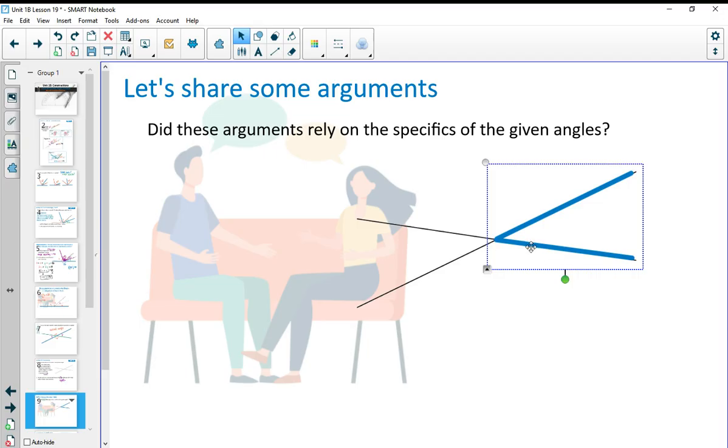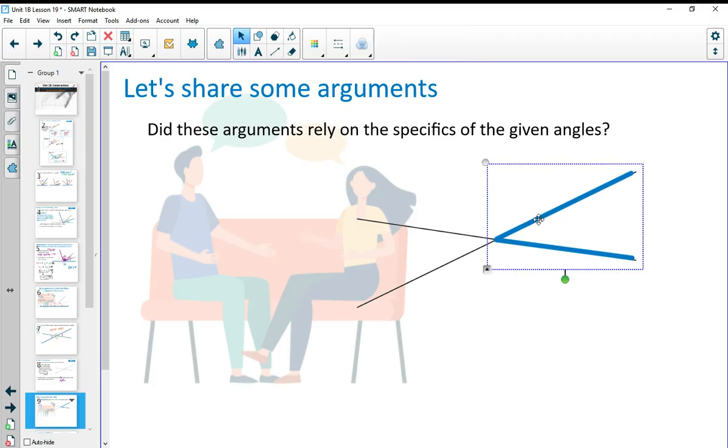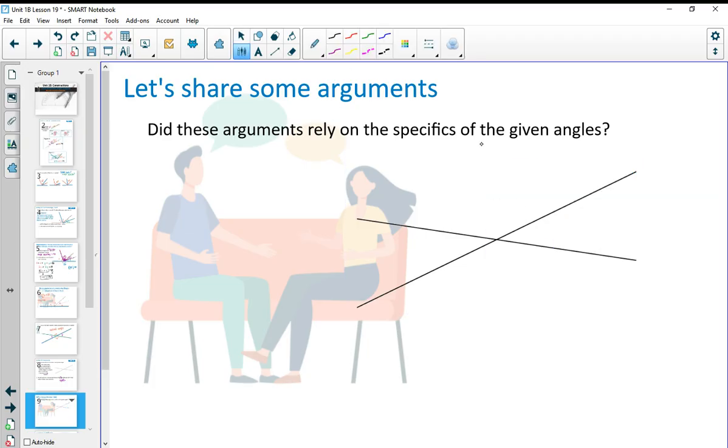Right now, we really only have the tracing paper to do that. So an algebra way we could think about this is to put some variables in here. I could call this X, I could call this Y, I could call this Z, and I'm going to leave that one blank there. If I wanted to prove that vertical angles were equal, that would mean that X is equal to Z. That's what I'm trying to prove.